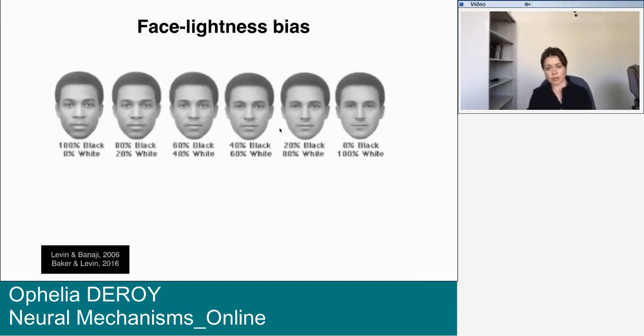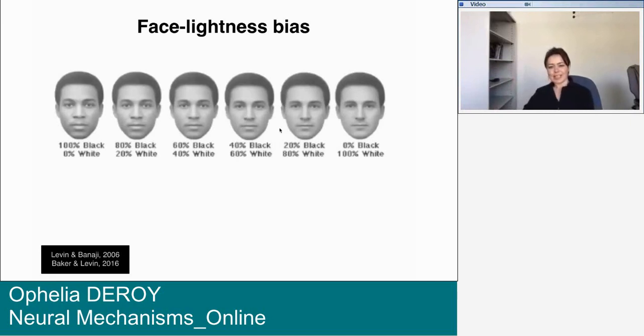The evidence for this perceptual effect was first documented by Levin and Banerjee in 2006, and many papers have followed, running variants and, as we'll see, sometimes problematic replications of this effect. But basically the effect, for people who are not that familiar with it, is the following. It's really exactly in front of you.